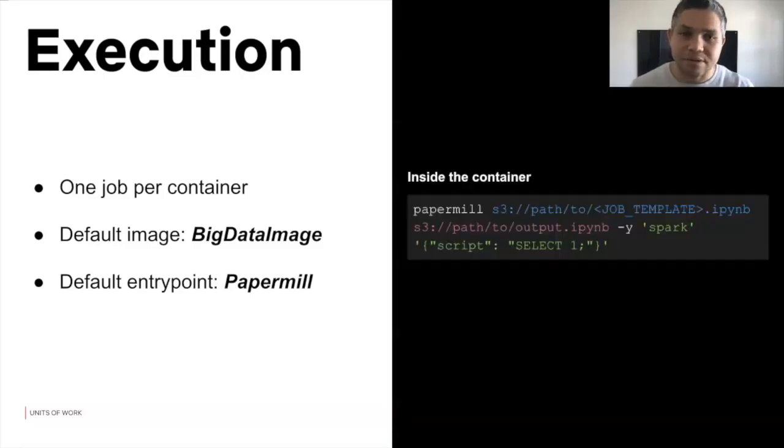So here's how it looks. We basically call PaperMill. We provide the path to the template that we want to execute, say the Spark template. And then what you see in pink is actually the output notebook, where we want this to be written. Like we want this execution to be written sort of like a log, but in a notebook format. And then we just have to provide the parameters that we want to inject into this notebook. So in this case, we're defining a parameter called Spark that has a key called script and a value of select1.